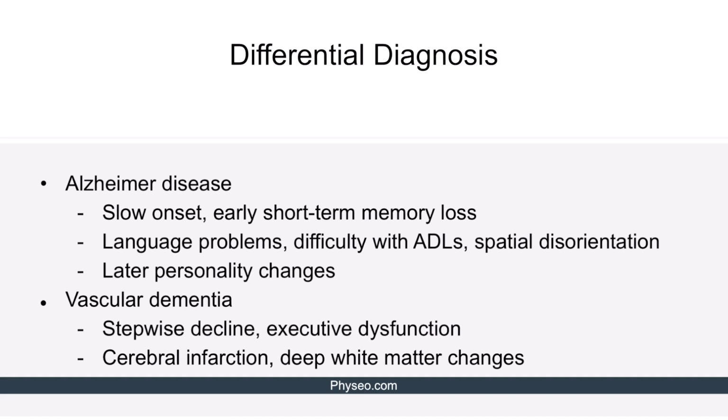Now, we will move through the various etiologies of dementia that should be on your differential diagnosis when a patient presents with symptoms that could be consistent with dementia. Let's start with Alzheimer's disease.